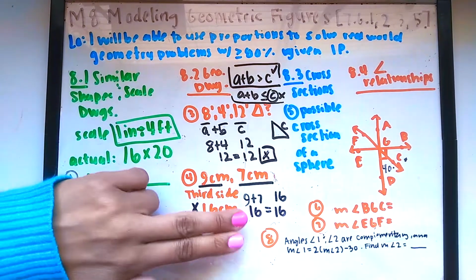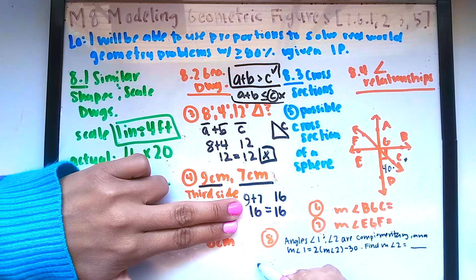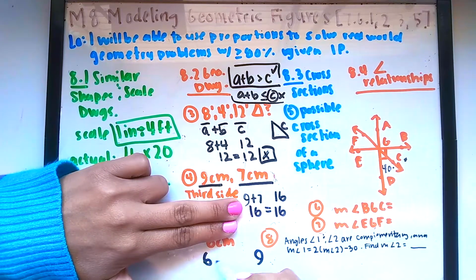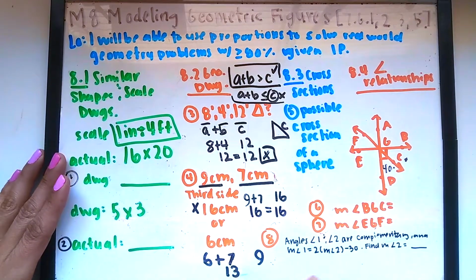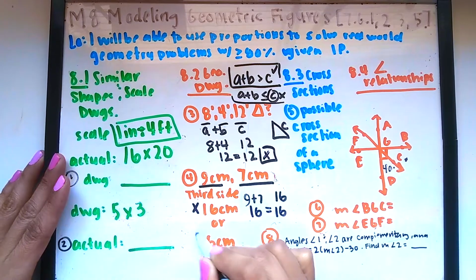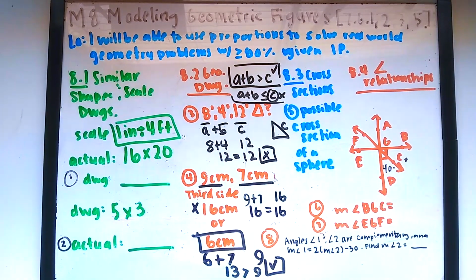But what if I choose 6? Then 9 will be my C, which is my longest side. I'm going to say 6 plus 7, that will be 13, and then 9. And 13 is greater than 9, so therefore this one will work. So in this case, 6 centimeters should be the third side of that triangle. Let me give you 2 to do.